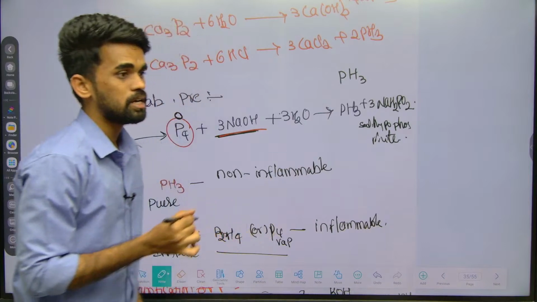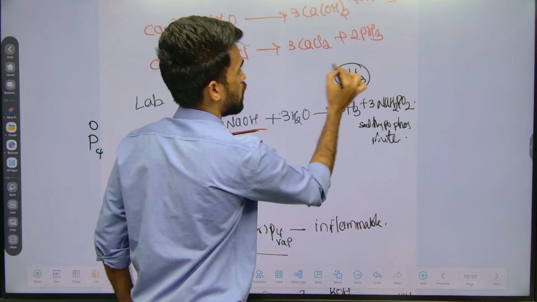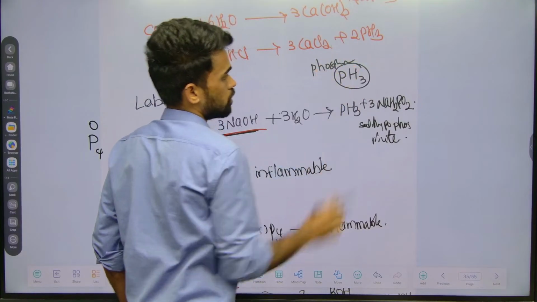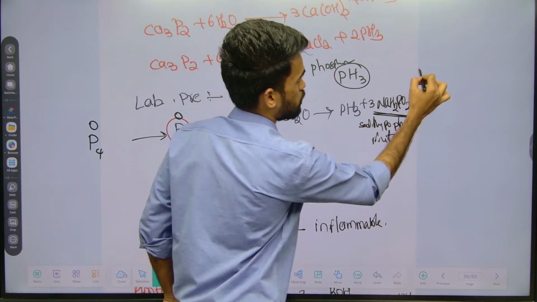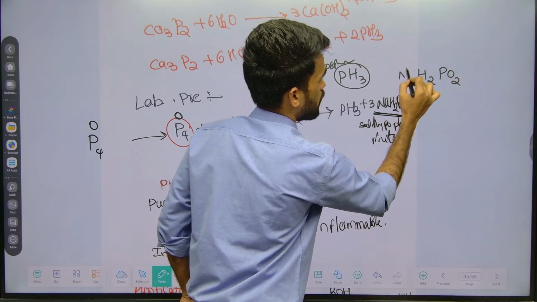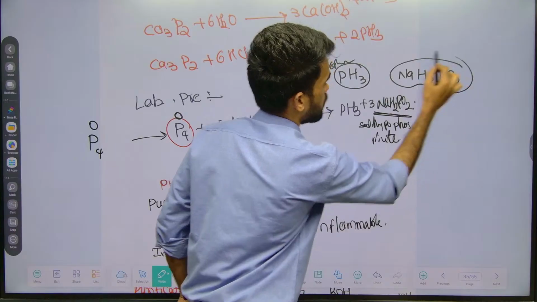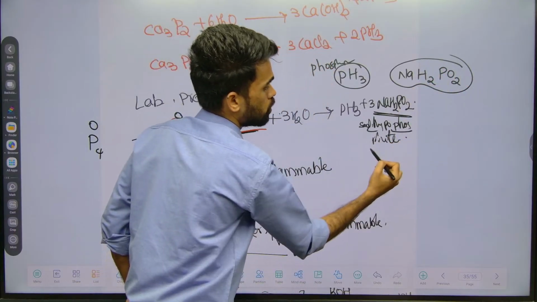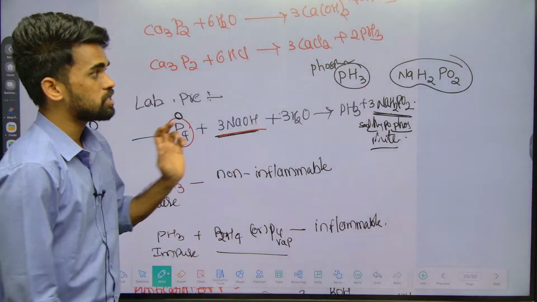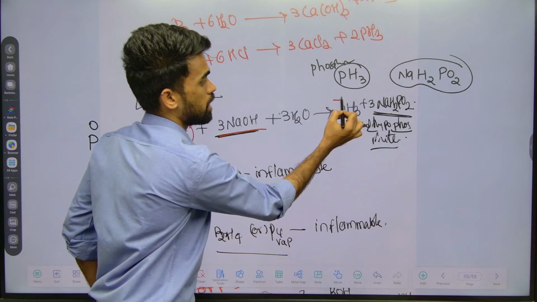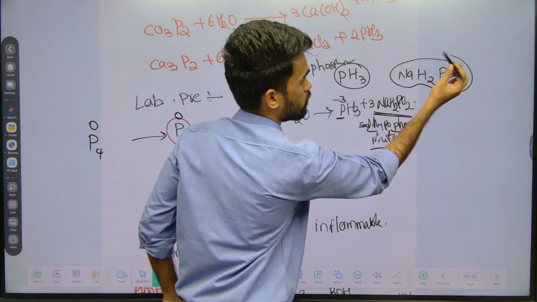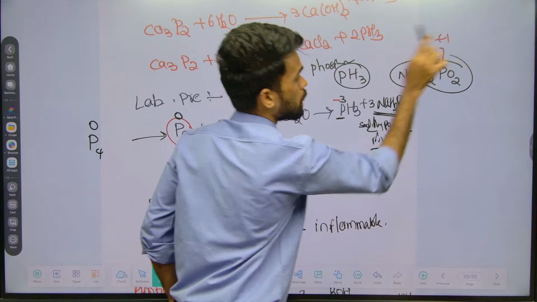PH3 is called phosphine. Along with that, what is the byproduct? H2PO2 minus. Instead I am writing sodium here. So the name is sodium hypophosphite. What is the oxidation state of phosphorus here? Minus 3 in PH3. In this case, how much is it? Check once. Plus 1. Okay.